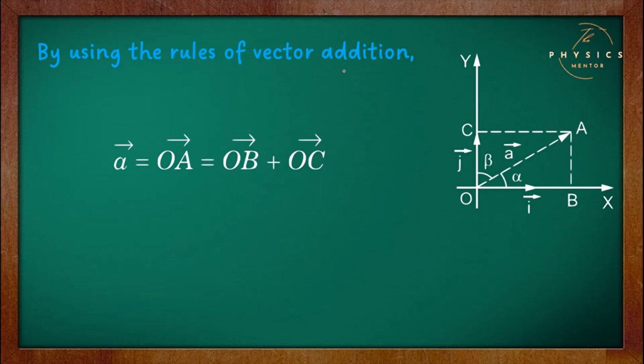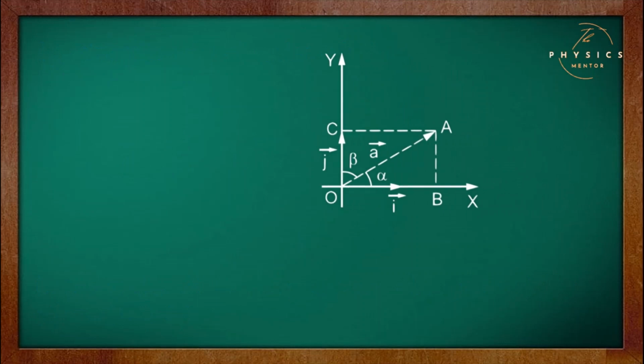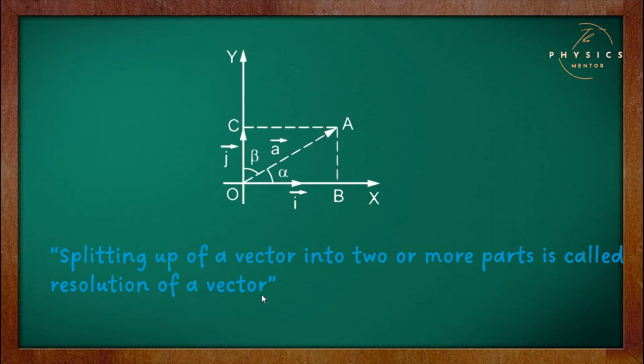By using the rules of vector addition, one can write vector OA equal to vector OB plus vector OC. Here, we split vector A into two parts, one along OX and the other along OY direction. Splitting up of a vector into two or more parts is called resolution of a vector.